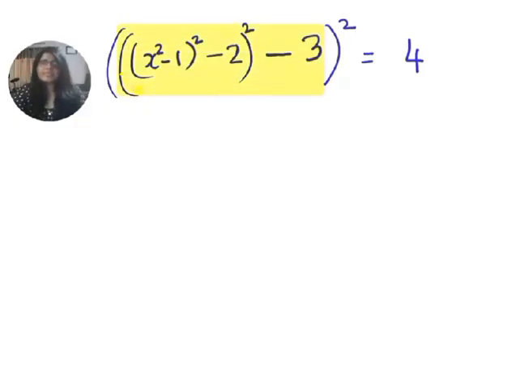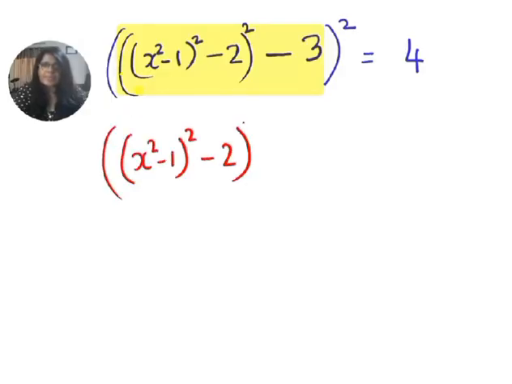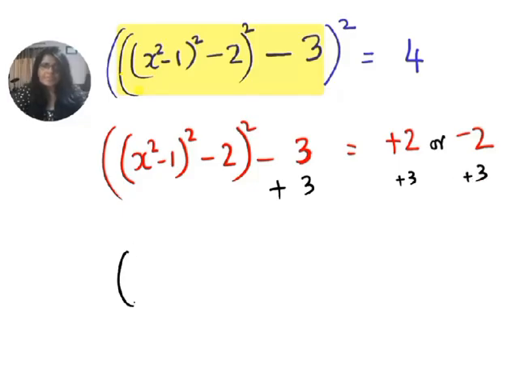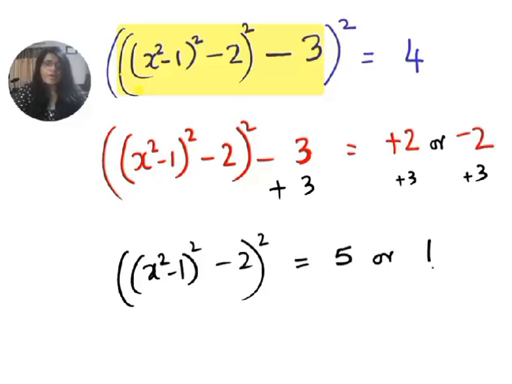So, we can see that this yellow unit can be plus 2 or minus 2, because when you square root on both sides, you will end up with (x² - 1)² - 2 the whole squared minus 3 will be equal to either plus 2 or minus 2. So now this minus 3 is free from the square, so let's add 3 on both sides. So you can see that you'll end up with ((x² - 1)² - 2)² will be equal to either 5 or 1.